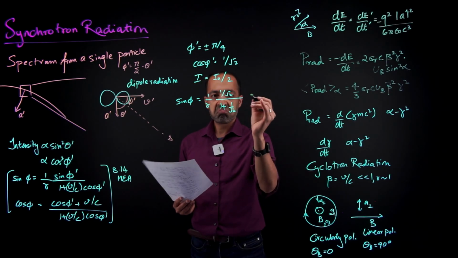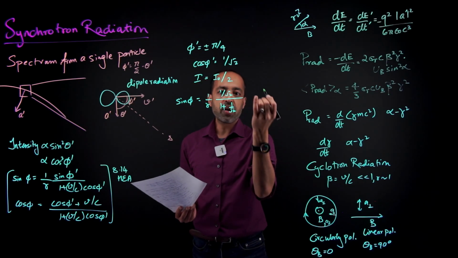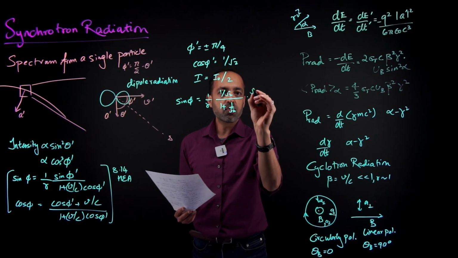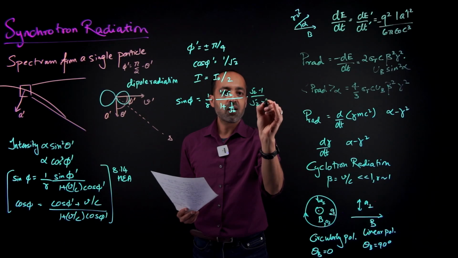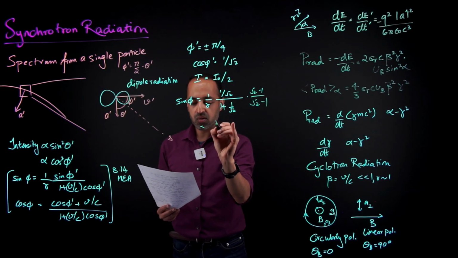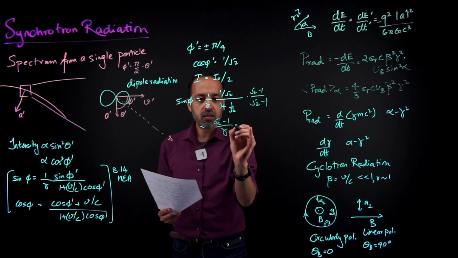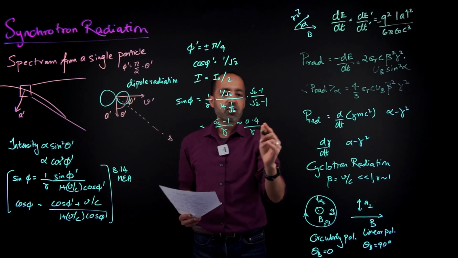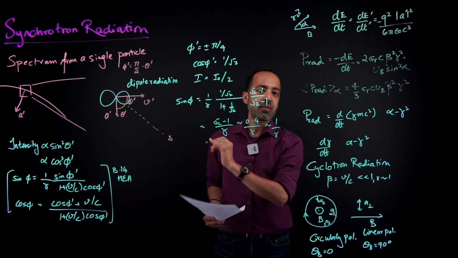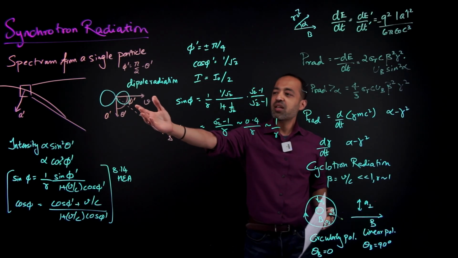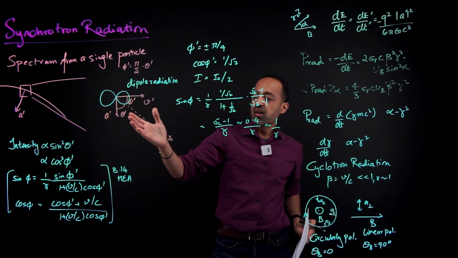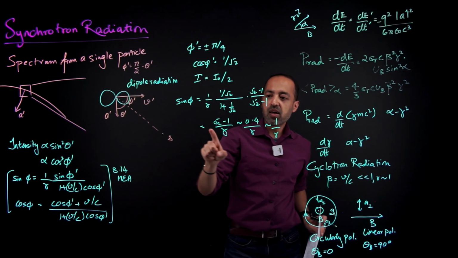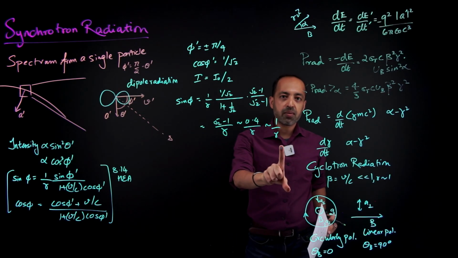This is root 1 over root 2 plus 1, right? So let's just multiply and divide by root 2 minus 1 just for fun. And this will give us root 2 minus 1 over gamma, which is 0.4 over gamma. All the numbers don't matter. The point is that it's of the order 1 over gamma. So that tells us that the radiation that we receive in the observer frame falls to half its maximum value within an angle 1 over gamma.